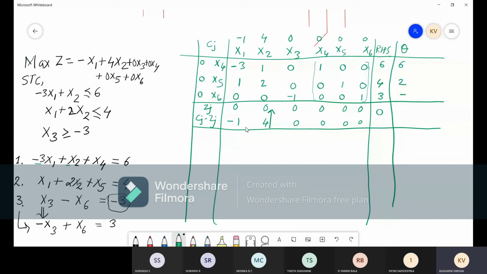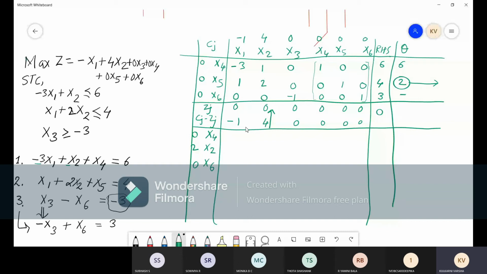Okay, so that means we don't have to bother about this value. Among 6 and 2, 2 is the minimum, so round it off. This is saying that this variable is leaving. Which variable is that? X5 is leaving. So in the next iteration, instead of X5, X2 will be there. X4 is as it is, instead of X5 we'll be writing X2, and then we'll be having X6. And its coefficients are 0, 2 and 0, right?